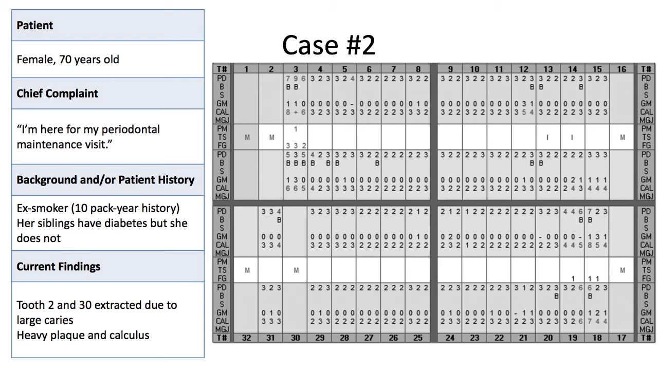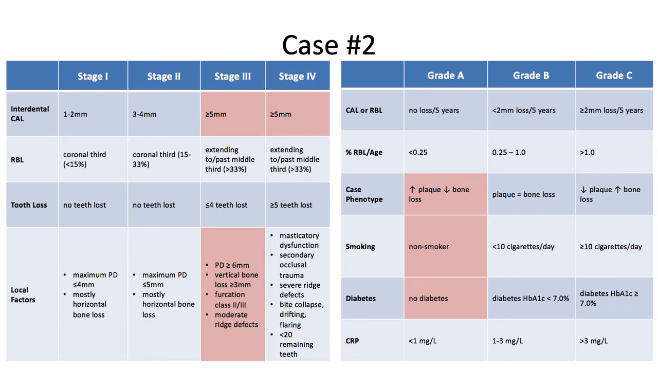So all those things considered, we go to our summary, and she has things that are more in line with a stage 3 situation rather than a stage 4. She's more in line with a grade A situation, and we said that it was localized. So we would call her a localized stage 3 grade A periodontitis patient.